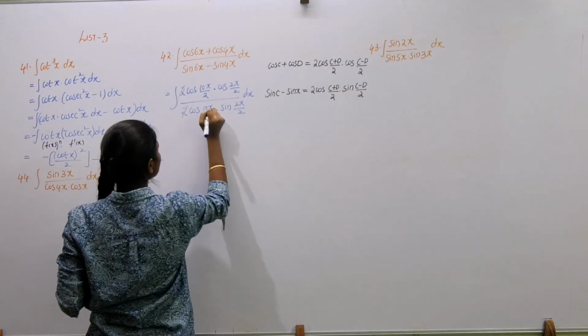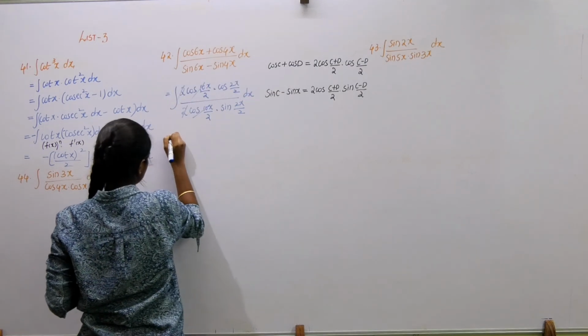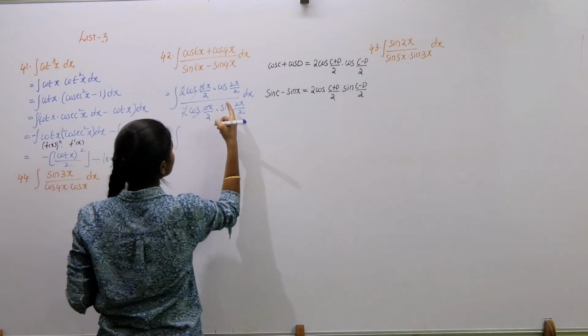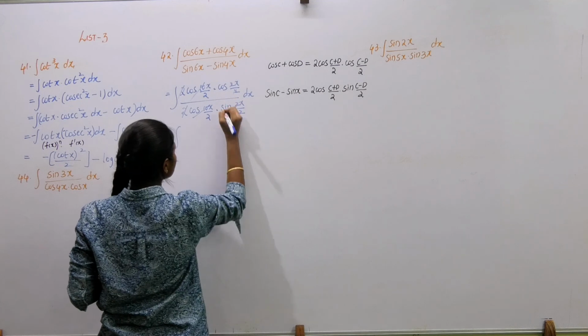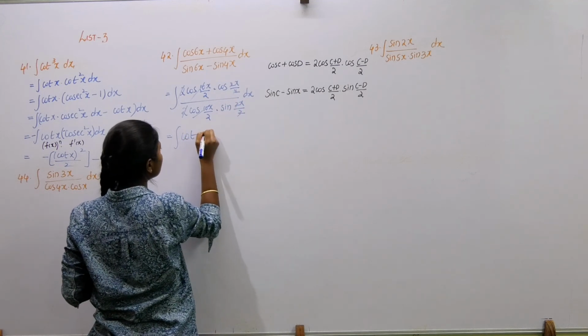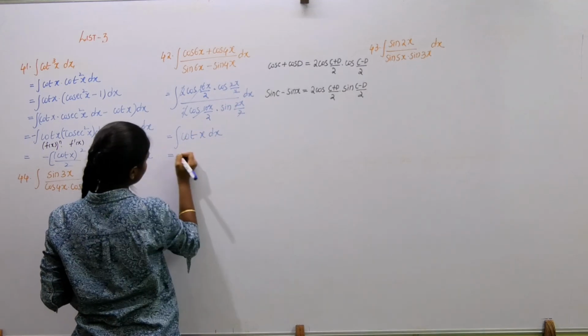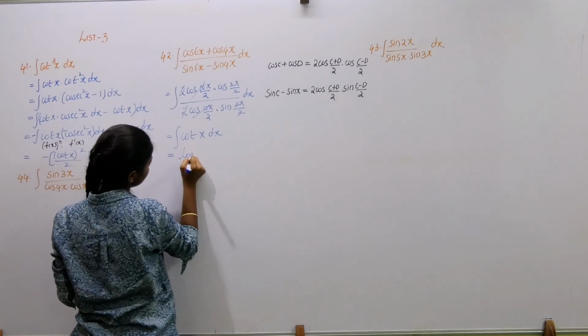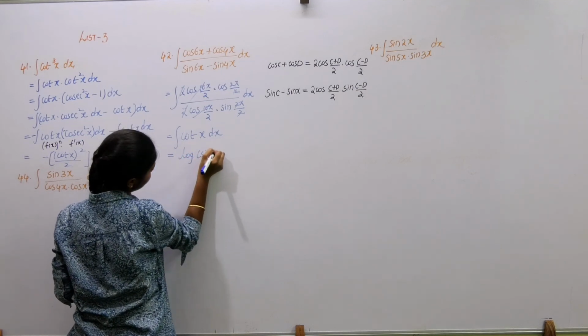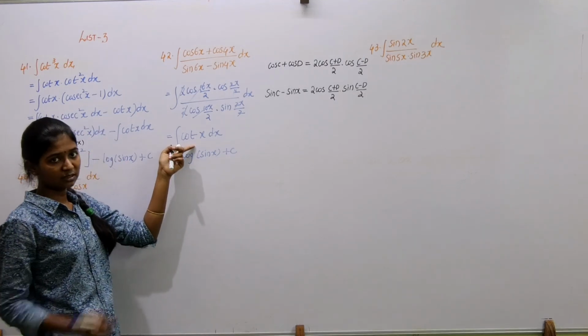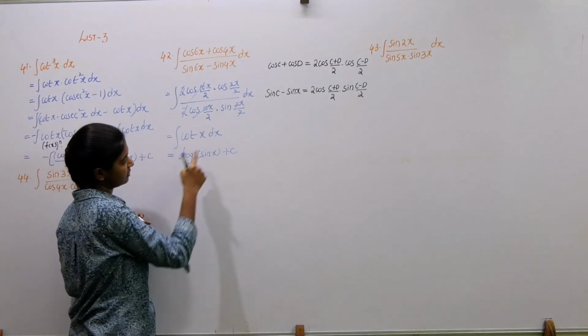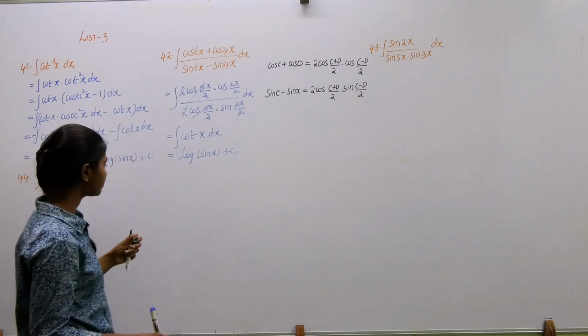2 gets cancelled. This value also gets cancelled. We have integral cos by sin. Here 2 also gets cancelled. Cos by sin is integral cot x dx. Integral cot x dx is log of sin x plus c. We have already derived this in list 3. In these problems, integral cot x dx is log of sin x plus c.